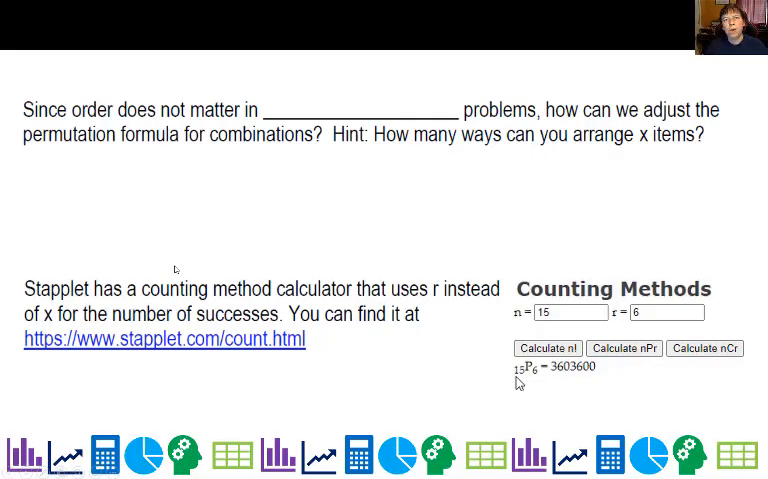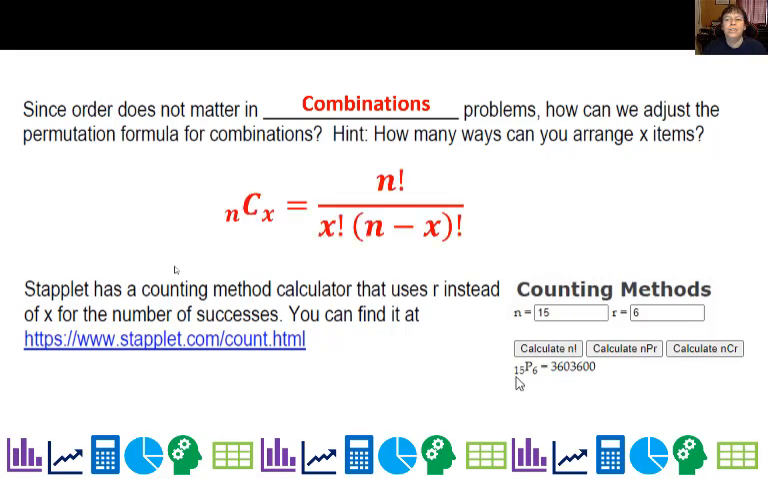Okay, so the types of problems where order doesn't matter, those counting problems are called combinations, all right? So how do we take that permutation formula and adjust it in general? So now I have the combination formula, and nCx is n factorial over x factorial times n minus x factorial. That's like the permutation formula, but I divide by the number of ways I can arrange the x items. All right, so let's go ahead and calculate it. We're doing 4 and 2, and instead of doing permutation, click on combination, and voila, there we go. We have the number of ways to choose 2 things out of 4.